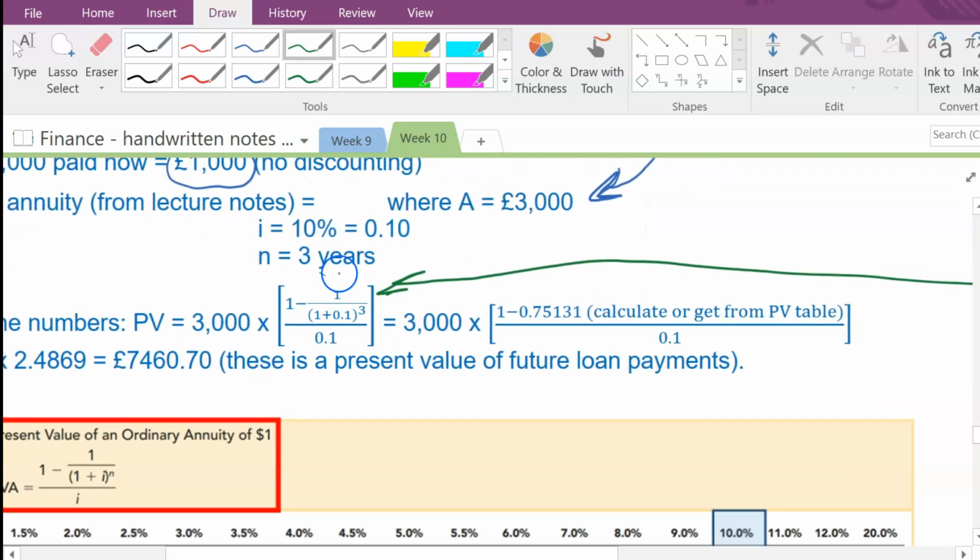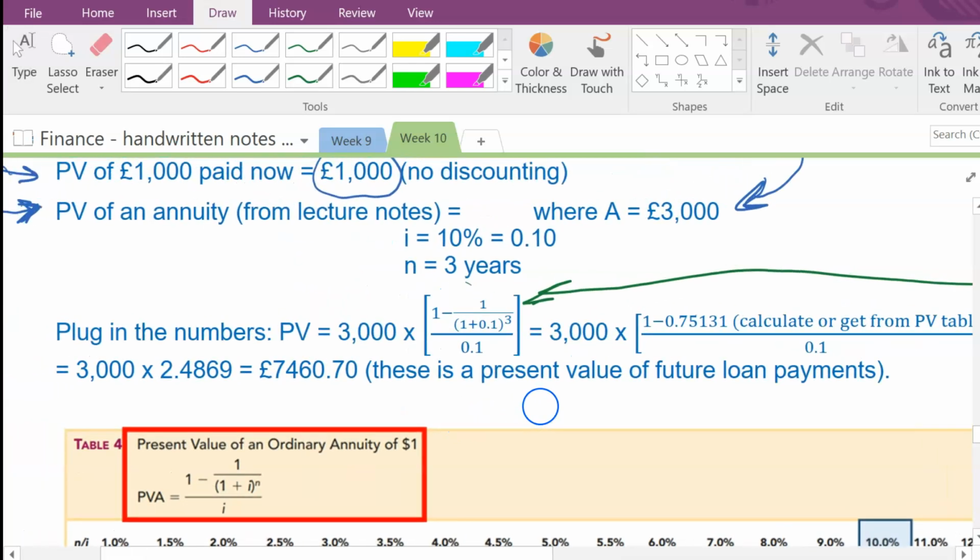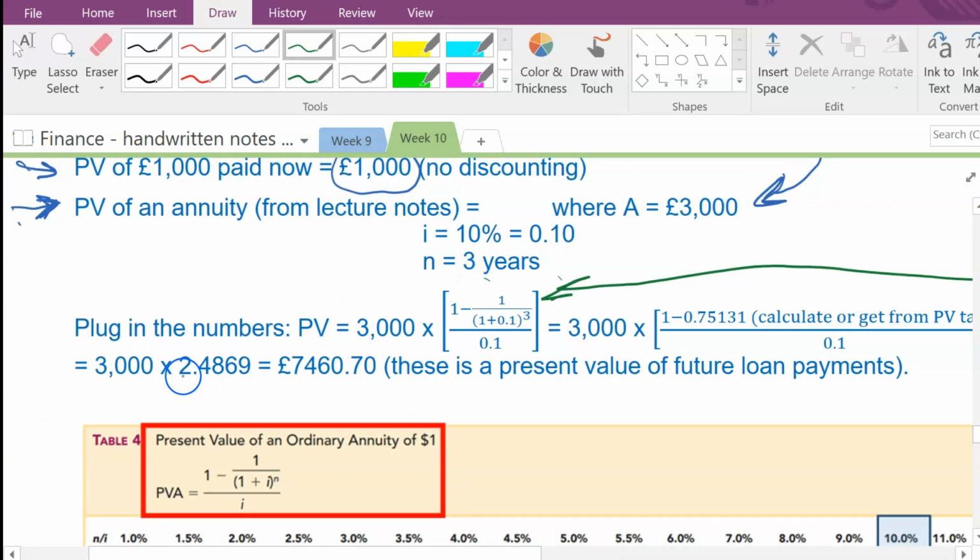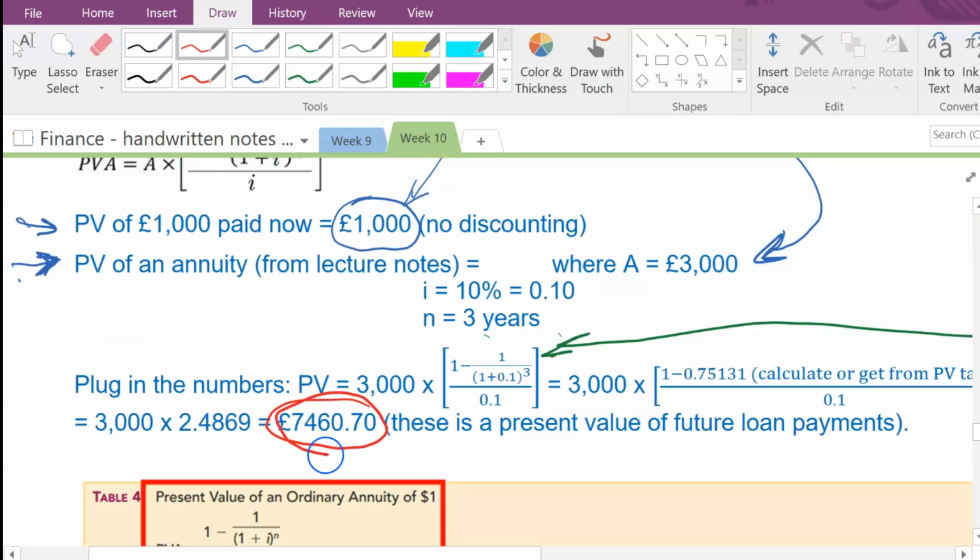We can calculate the value in brackets ourselves, or we can find it in the table. I'll show you in a minute how to do it in a table. If we calculate everything, we will find that the value in brackets is equal to 2.4 something, multiplied by £3,000 of the annuity, which gives us the present value of this future loan payment. So we'll need to pay £7,460. This is the present value of our second element.